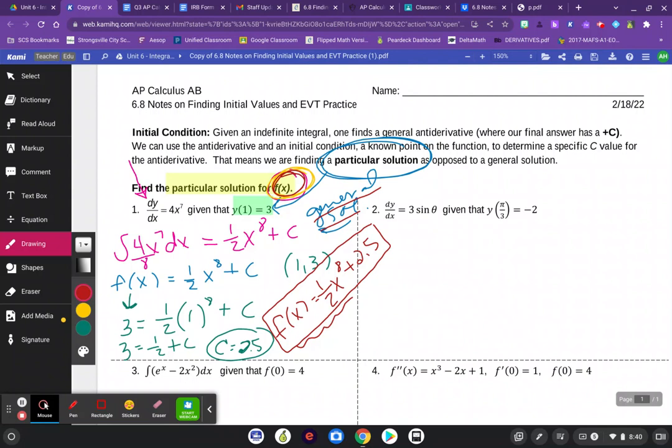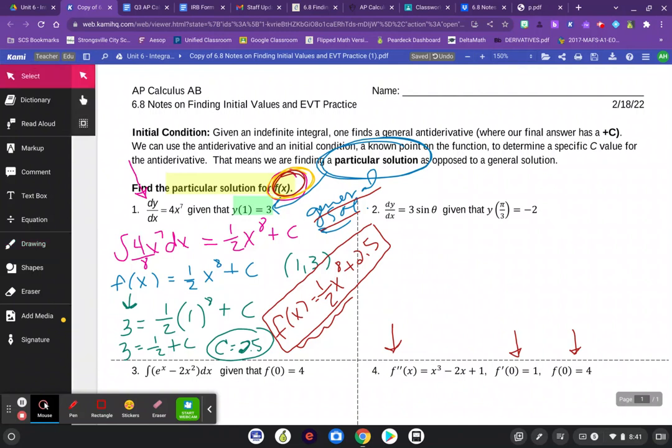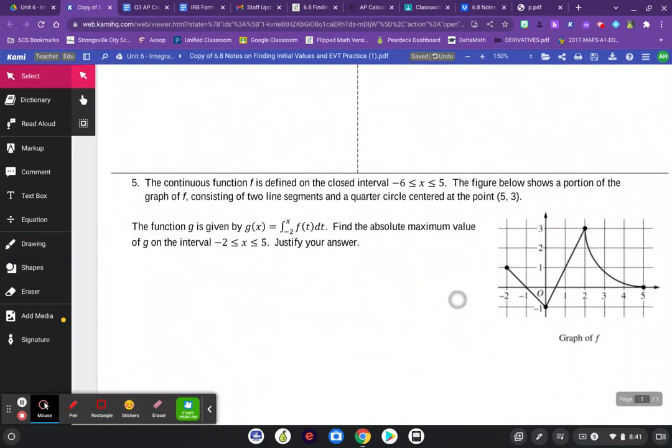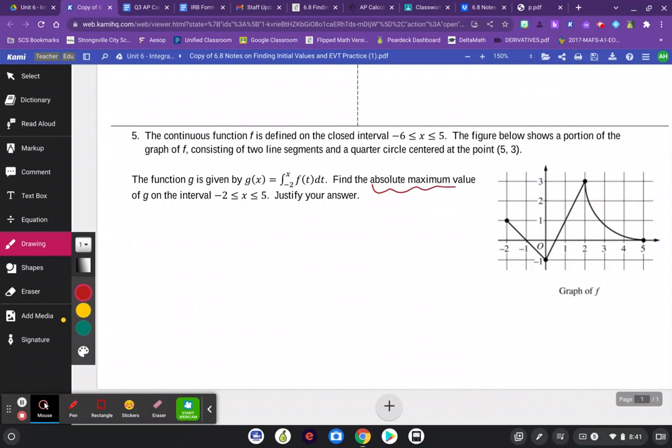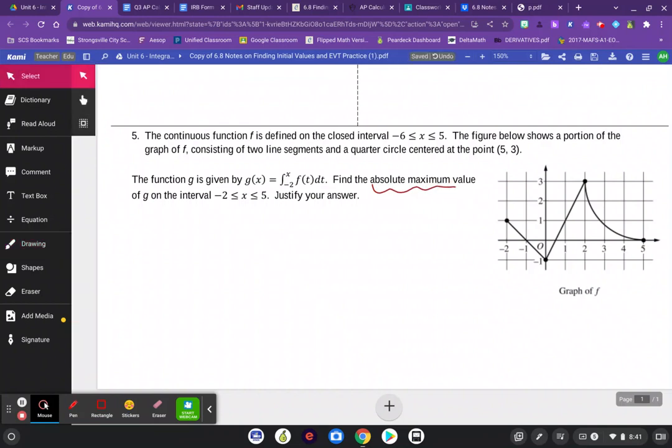Take a look at 4. You're given the second derivative. You know information about the first derivative, and then you got to go down and get the original function. So let's see what you can do with that. And this last problem here is taken off a past AP test, and it's just to continue practicing that extreme value theorem. You are asked to find the absolute maximum value, and I just want to make sure we get some practice with that. If you have questions, let me know.